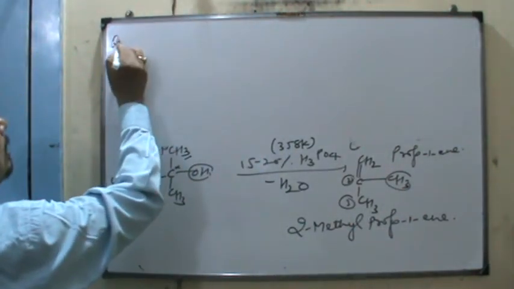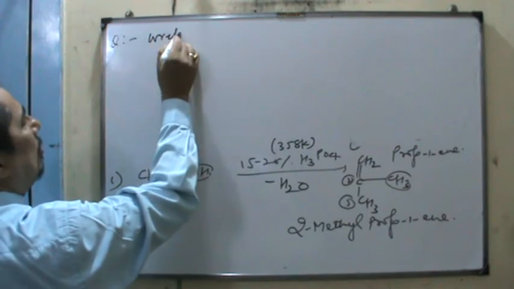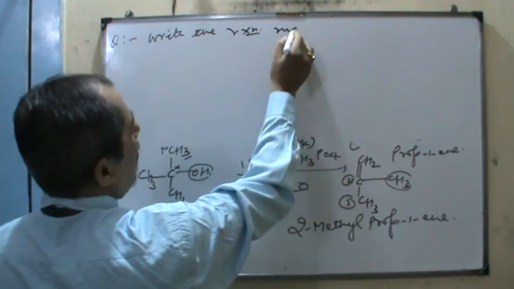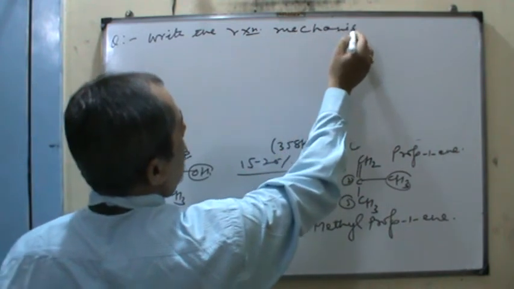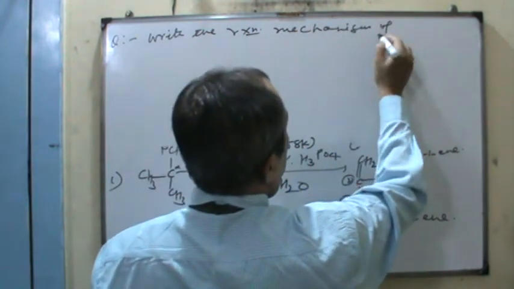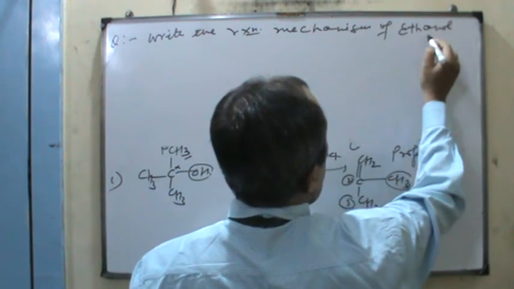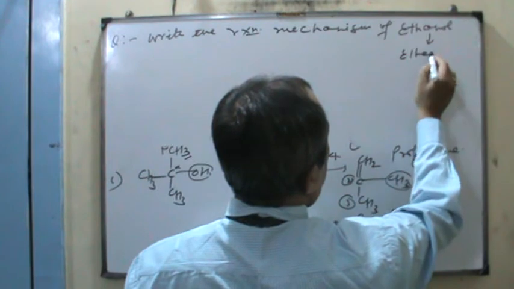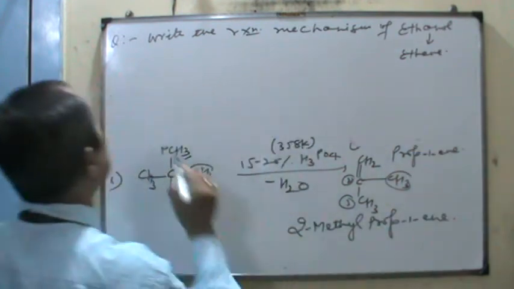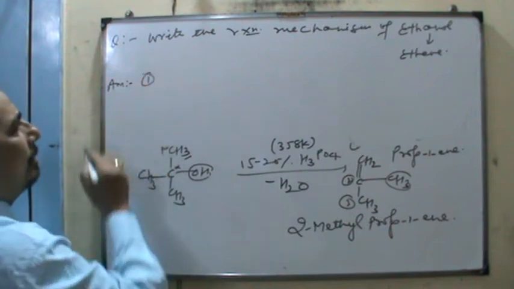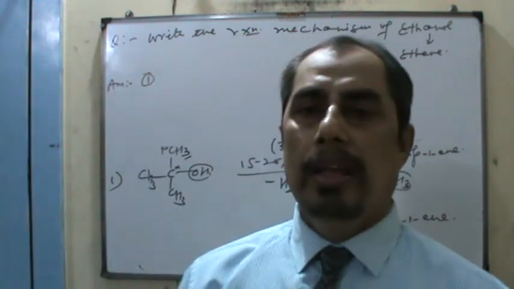Usually write the reaction mechanism of ethanol to, what is that? Ethene. So answer, mechanism is believed to be in 3 steps.